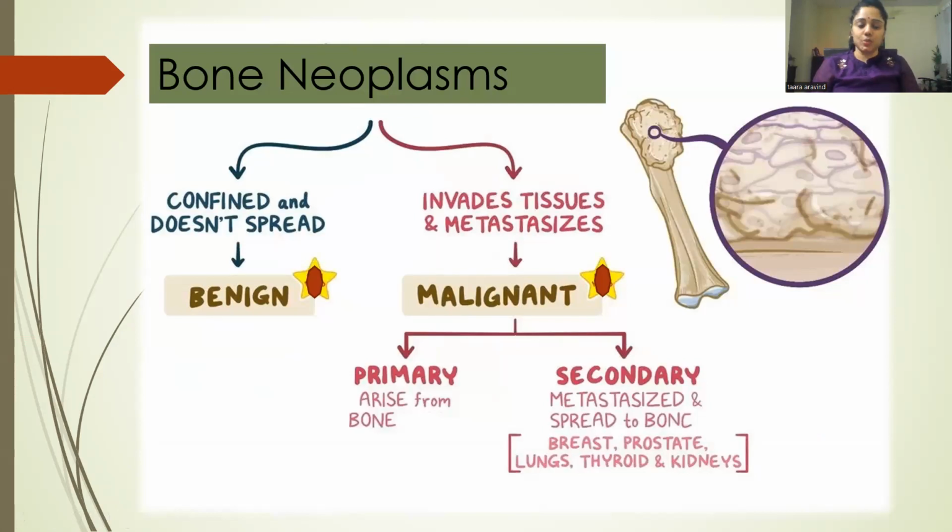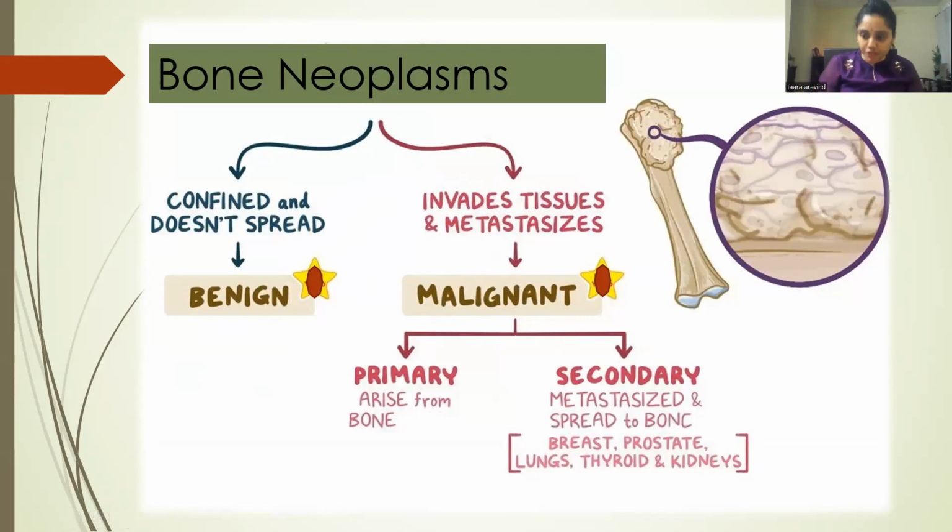So coming to the bone neoplasm. So what is a neoplasm? A neoplasm is an abnormal mass of tissue, the growth of which exceeds and is uncoordinated with that of the normal tissue, and it persists in the same excessive manner even after the cessation of the stimuli that evoked the change. The neoplasms can be of two types, benign and malignant.